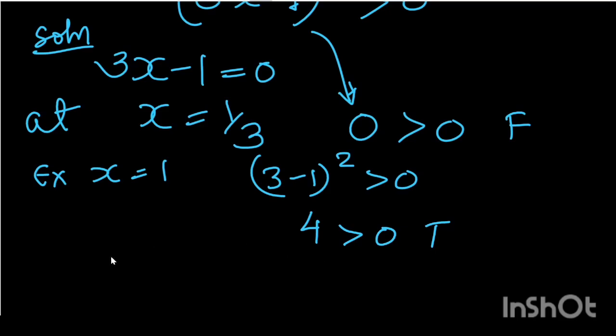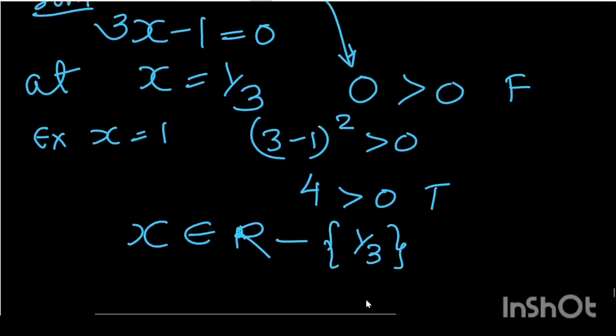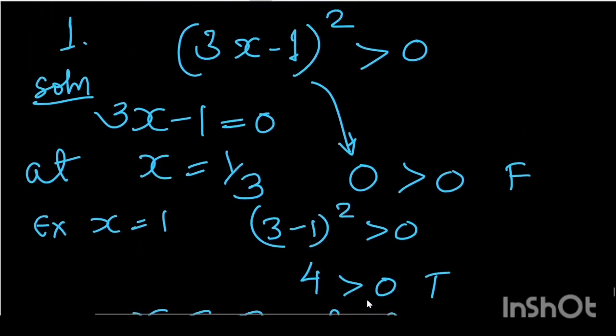So again, the solution of this is the same as what we did above in deriving the identity. It would be all real numbers excluding the value of x for which the square vanishes, that is, all real x excluding 1 by 3. That is the answer to 3x minus 1 whole square greater than 0.